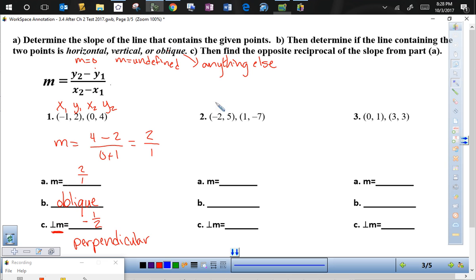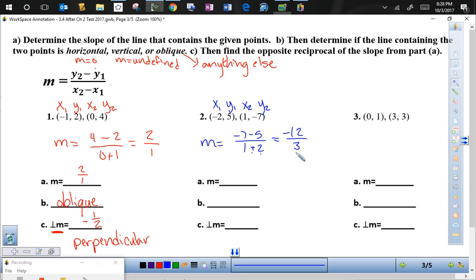Next one here, same concept. We need an x1, y1, x2, y2. And to fill out our formula, y's on top, so negative 7 minus 5. On the bottom, we've got our x's, 1 minus a negative 2, so 1 plus 2. And then simplify. Okay, we need to take negative 7 minus 5, negative 12, and 1 plus 2, which is 3.